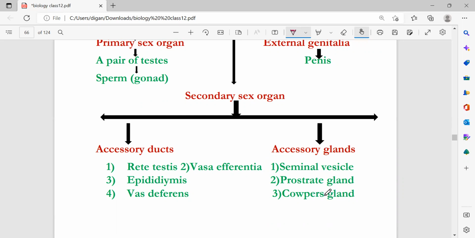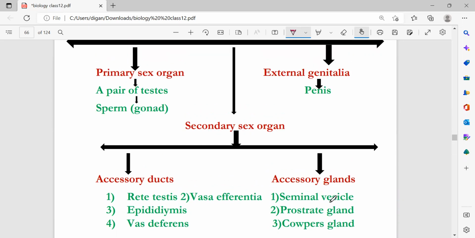If the question comes, what is bulbourethral gland? That also means the Cowper's gland. And the third and last, that is the external genitalia, is the penis. So these are the different parts of the male reproductive system. In your exam, you can write in paragraph form, or you can write this chartwise also.